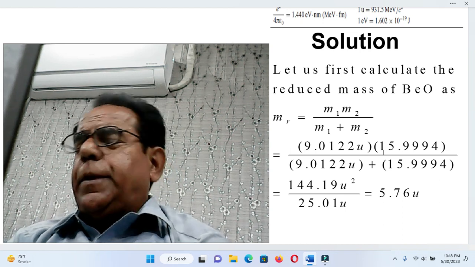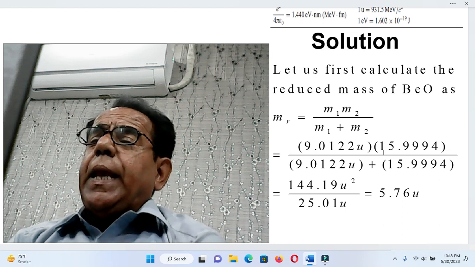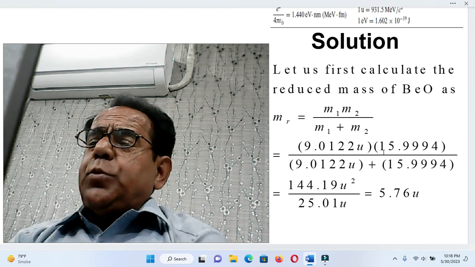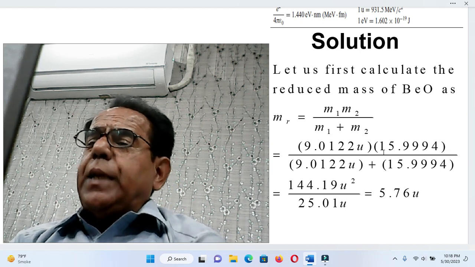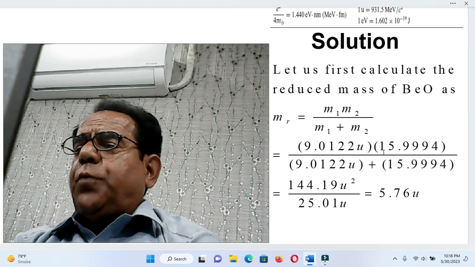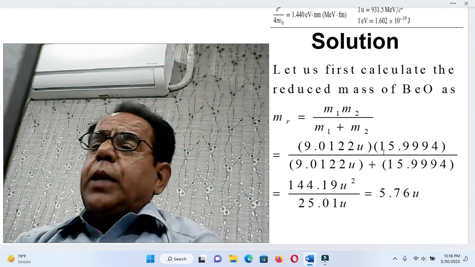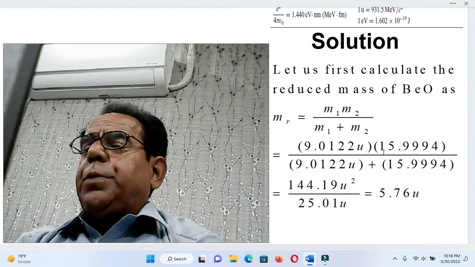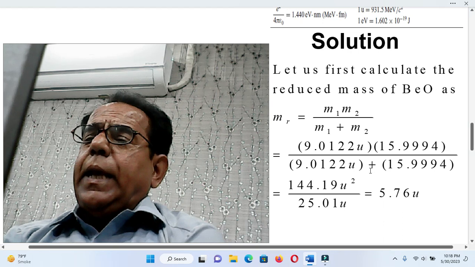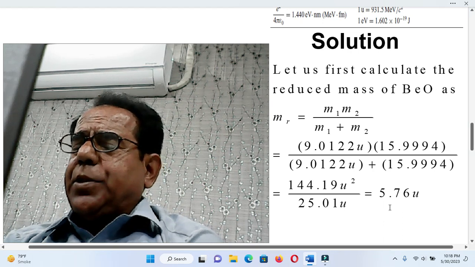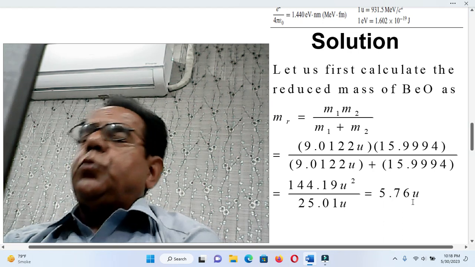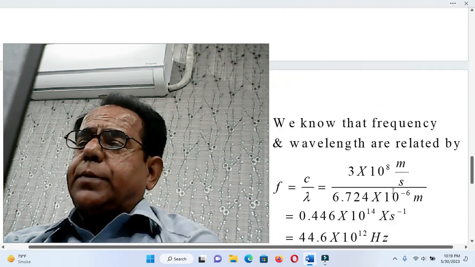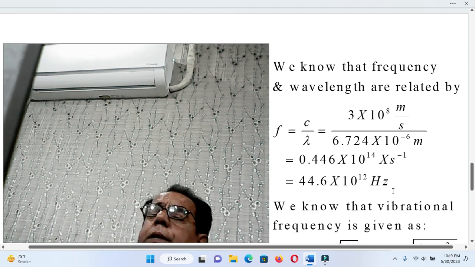So Mr is equal to atomic mass unit of beryllium into atomic mass unit of oxygen divided by atomic mass unit of beryllium plus atomic mass unit of oxygen. And hence after simplification it becomes equal to 5.76 U. This is the reduced mass. Now we move forward.